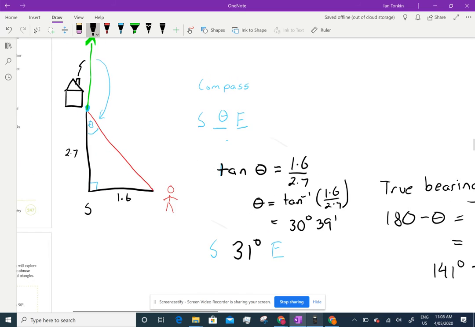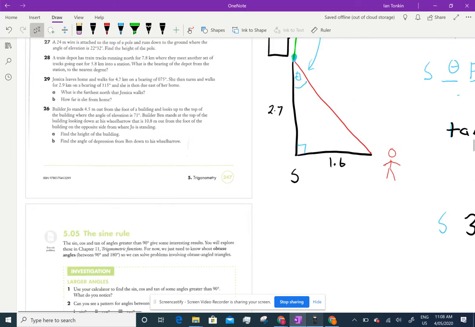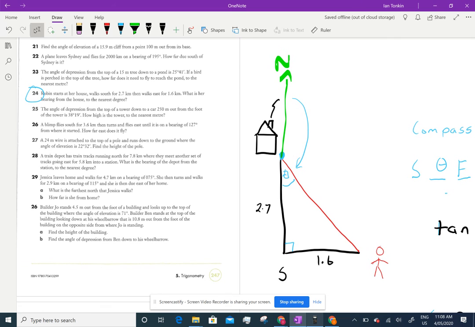And I know that's the correct answer. Let's do one more. Let's do one where we have to draw a bearing and find the bearing back. They're always really good. They're always difficult. How far south?